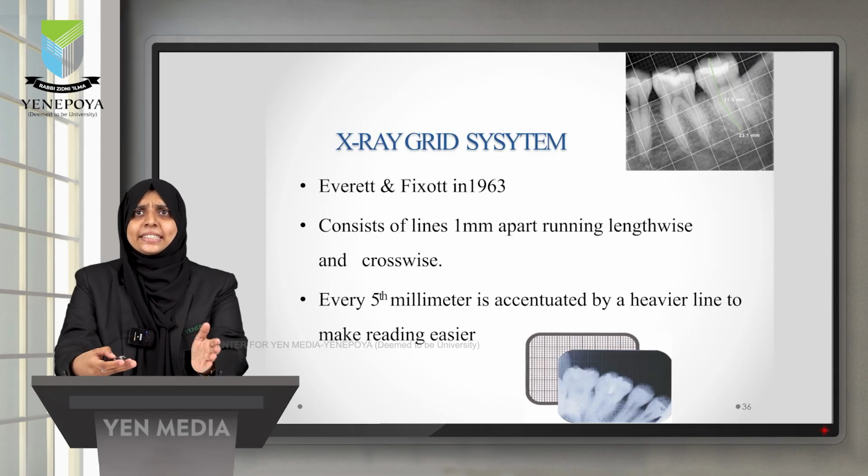Now the X-ray grid system. Here what they have done is that a radiographic grid is superimposed on the radiograph and the calculation is done. This was found to be easier. There is no need of complicated calculation. Just the grid is there, and you measure from the 5th millimeter and take the readings.